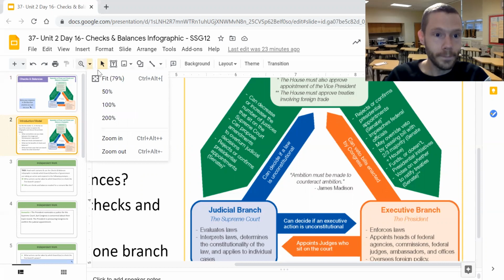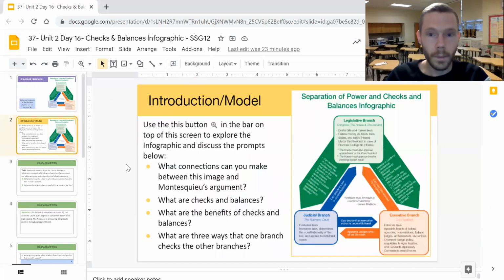So let's zoom out and take a look at some of the questions that your teacher may ask you to respond to. So in your opening prompt, your teacher likely gave you or will give you a quote that looks at the Enlightenment thinker, Montesquieu, and his argument as it relates to separation of powers from a legislative, executive, or judicial branch.